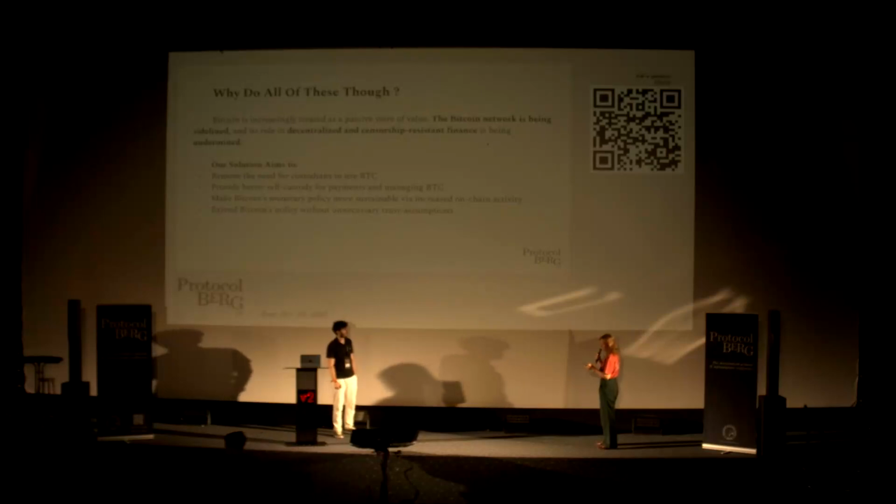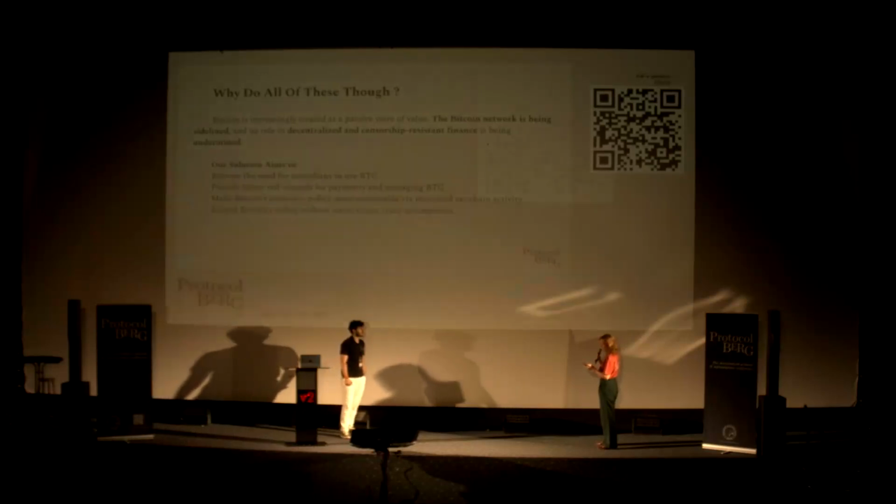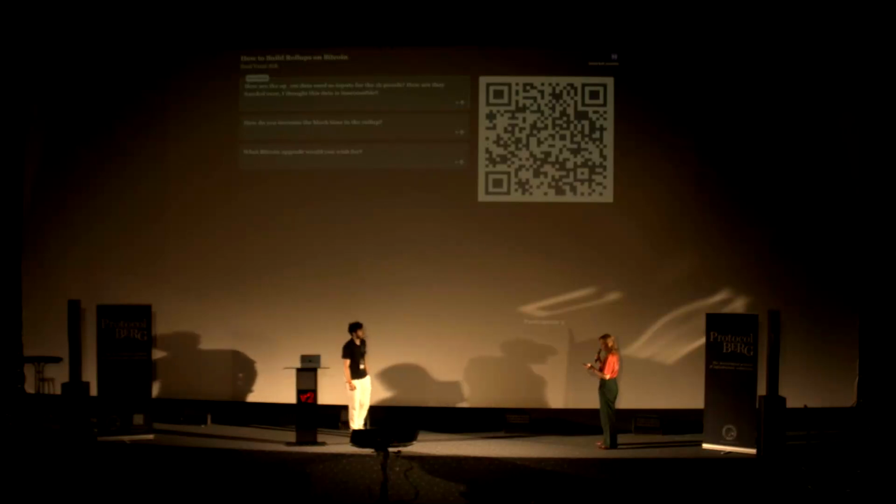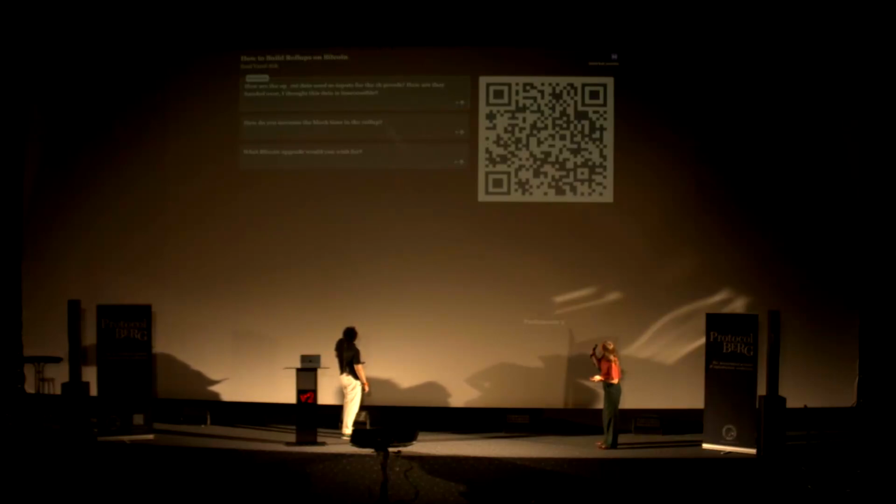How is the OP_CAT data used as inputs for the ZK proofs? How are they handed over? I thought this data is inaccessible. OP_CAT is not live yet, so you can't use it if that's the question.